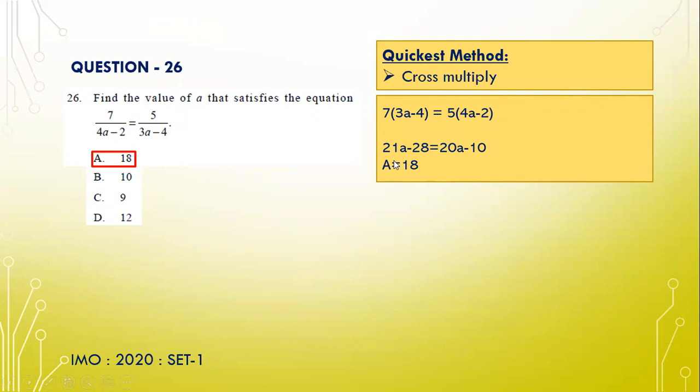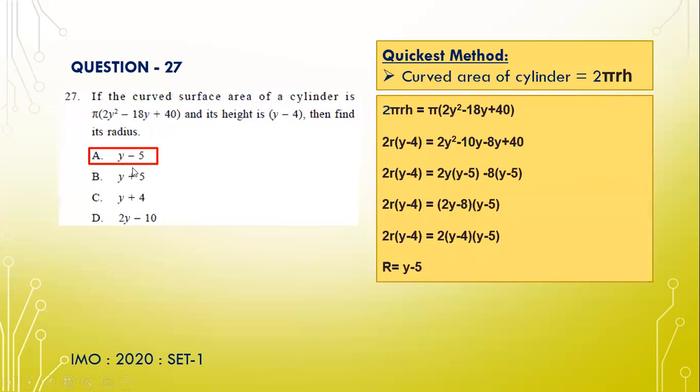So 7 3s are 21, 21a minus 7 4s are 28, is equal to 5 4s are 20, 5 2s are 10, 20a minus 10. And then when you take 20a here, it will be 21a minus 20a, which is a, and minus 10 plus 28. When minus 28 goes here, it will be plus 28. So minus 10 plus 28 is 18. So a is equal to 18.